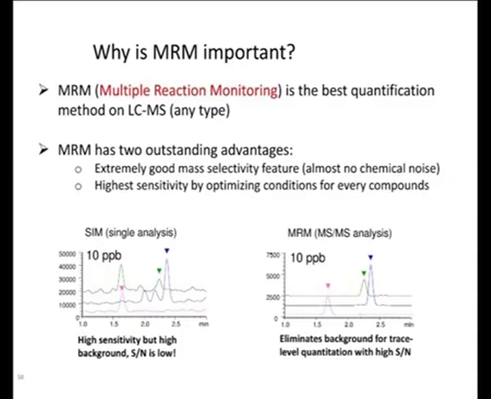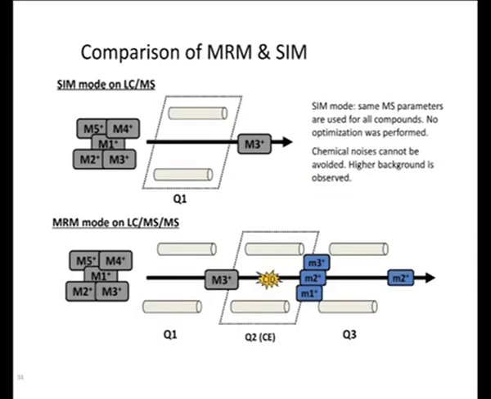Therefore, MRM is a good quantitative tool for the quantitation of compounds like peptides from a complex matrix. This is a comparison of MRM and SIM. In SIM, you monitor only a single ion. In MRM, you monitor the transition from precursor to product.